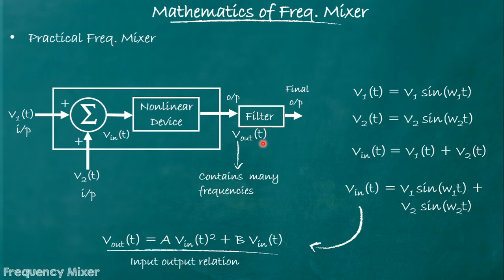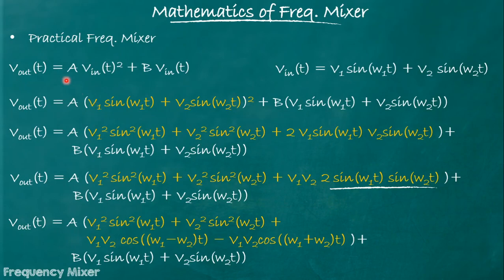Now the relation between V out and V in is represented by this equation, which is V out equals A V in square plus B V in. So now let us put this V in of t into this equation and let us find out the V out. So here we can say that V out is A times V in square plus B times V in, where A and B are nothing but constants. So let us put this V in of t into this equation.